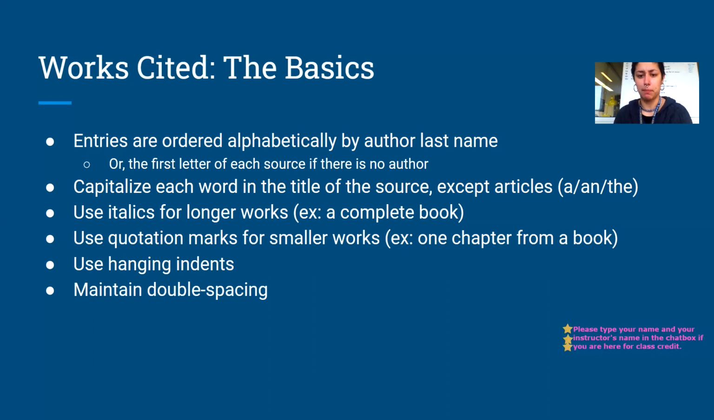Another example of this would be an article found in an online journal. The online journal would be italicized because it's this whole big entity, it's this big online journal. And then the specific article in that journal will be in quotation marks because it's a smaller part of this bigger thing.